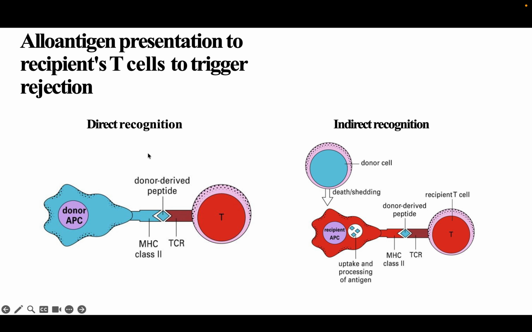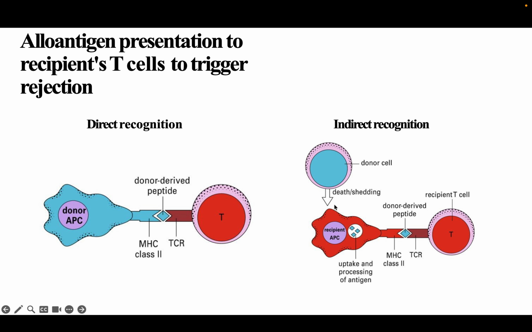When it comes to acute rejection, there's a direct recognition. So you have the donor APC. The kidney has these antigen presenting cells, and they're literally presenting to my T cells, saying, hey, this is the MHC2 peptide. My T cells think, wait, I've never seen this. I need to get activated.